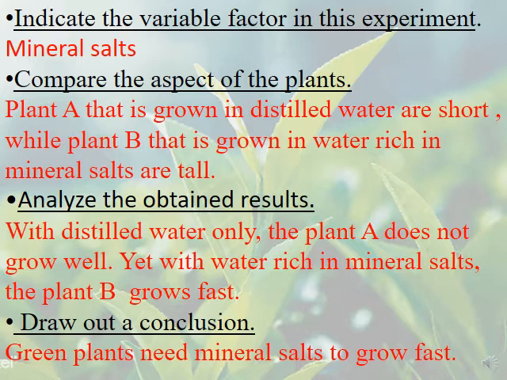Analysis: with distilled water, the plant doesn't grow well. However, with water rich in minerals, plant B grows fast. What is the conclusion? This is conclusion number 2. The plants need minerals in order to grow fast.